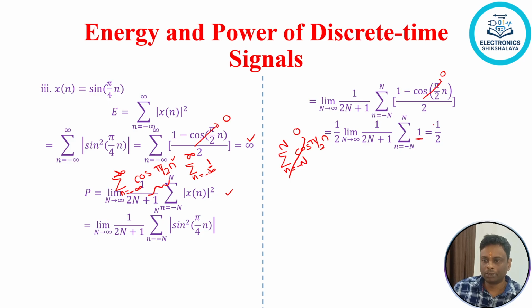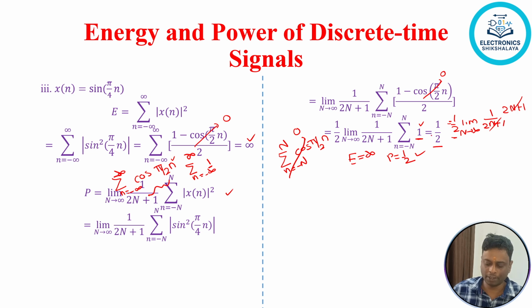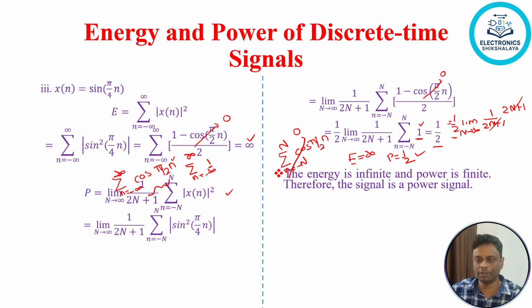That is 2n plus 1. So it will be half, limit n tends to infinity, of (2n plus 1) upon (2n plus 1). So the terms will cancel out and we are left with half. So we can see energy equal to infinity and power equal to finite, that is half. So this given signal is a power signal. Energy is infinite and power is finite, meaning the given signal is a power signal.